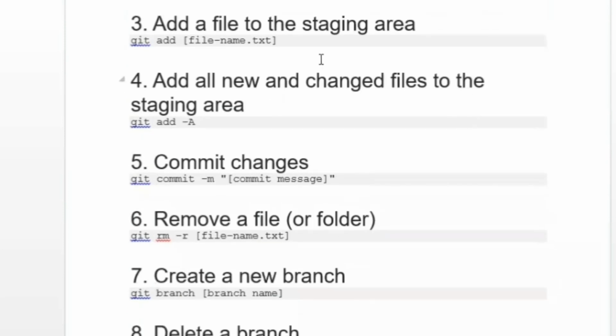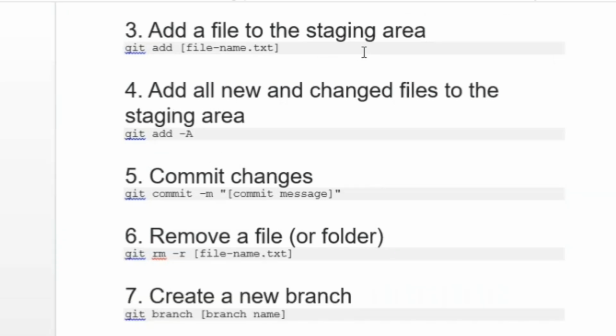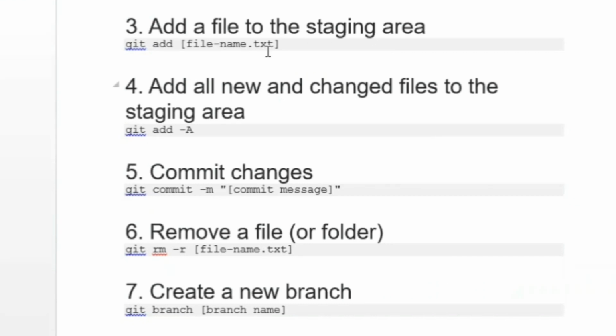The next one is how to add files to the staging area. After creating the local Git repository, you have to add the files to the staging area. The command is git add, followed by your file name, for example file name dot text. Whatever files you need to add to the staging area, you have to specify here.